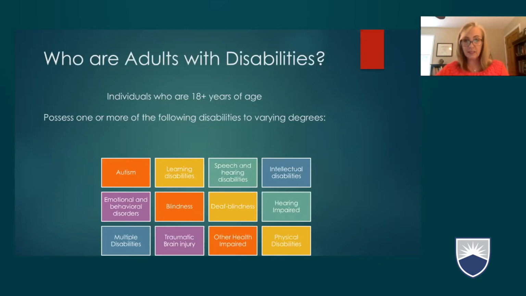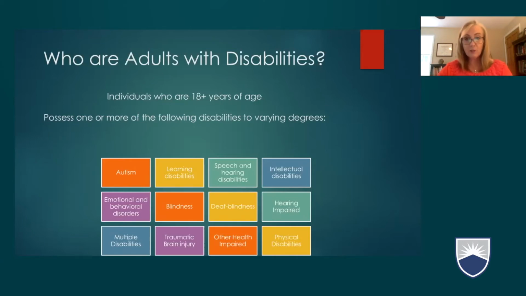Multiple disabilities means a combination of two or more of the disabilities that I present to you here. Traumatic brain injury means some kind of injury or assault to the head has happened. Other health impaired are things like asthma and diabetes and attention deficit hyperactivity disorder. And then physical disabilities runs the gamut. You might be familiar with cerebral palsy, for example.